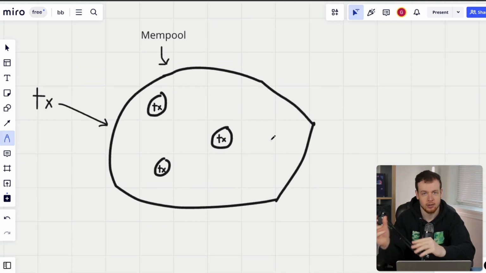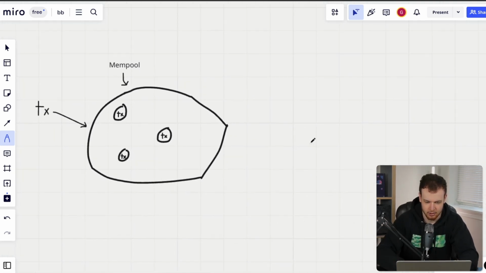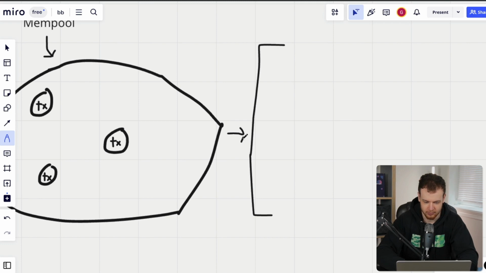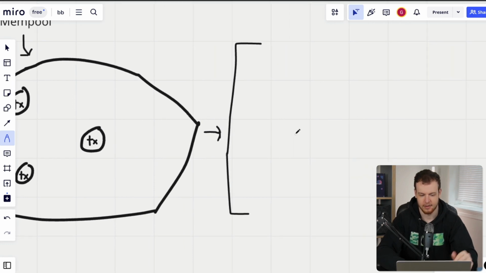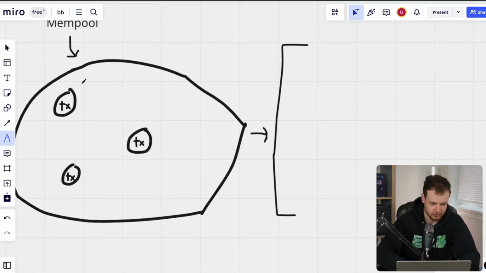So when they do get recorded into a block, we're going to have all of these transactions that are sitting here. A subset of them will be formalized into a block that then gets recorded, and they're going to get put into a block in a certain order, right? So let's say if this is transaction A, this is transaction B, and this is transaction C.